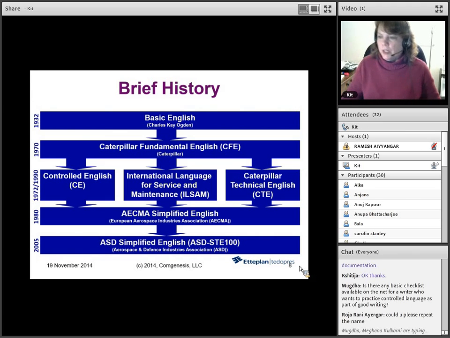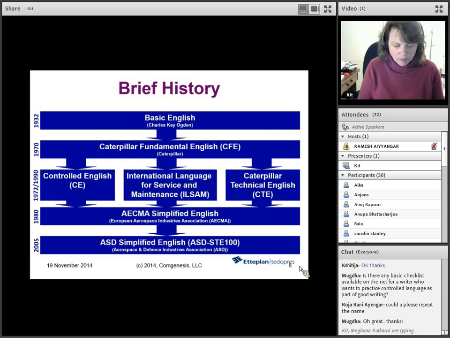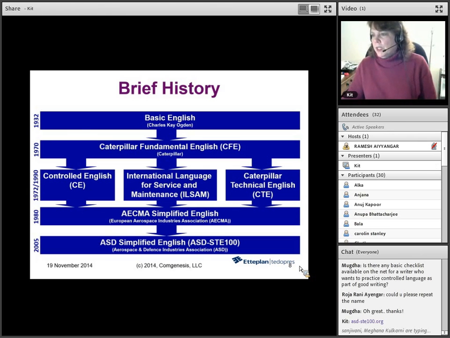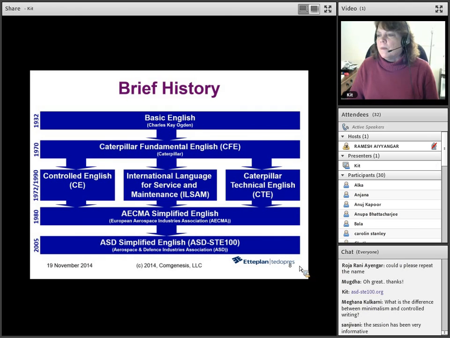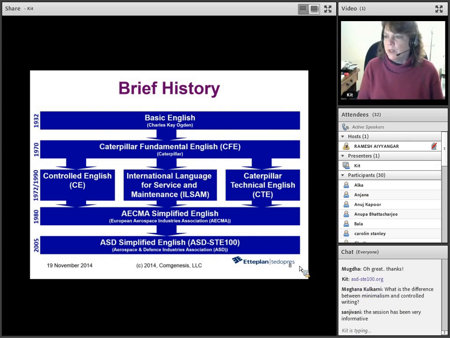ASD STE 100. Here, I'll type it in the chat. There you go. You can download the PDF from there, and it's free. The other one, okay, so hang on, the Global English Style Guide was the other one that I mentioned. And that would be a good place to start as well, if you just want to practice good writing. And I'm just typing, oops, misspelled his name.